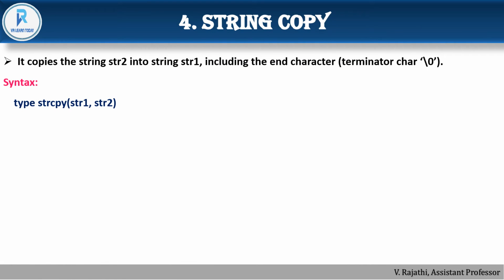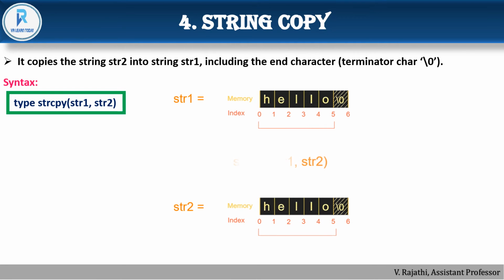And then string copy. It copies string 2 into string 1. It includes the end character, the termination character \0. So this is the syntax. It just copies one string to another. So string 1 is "hello", and string 2 is copied after this function, str1 comma str2.